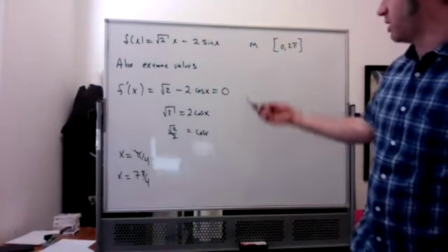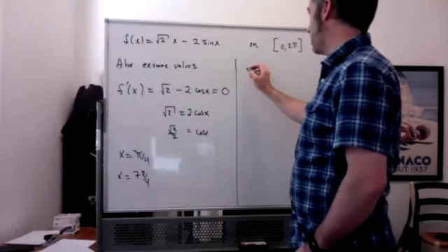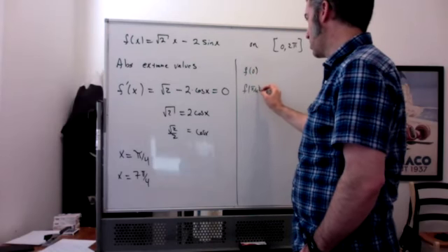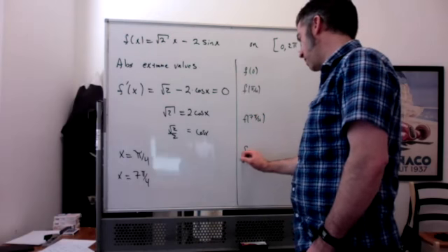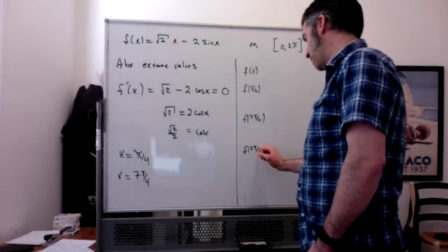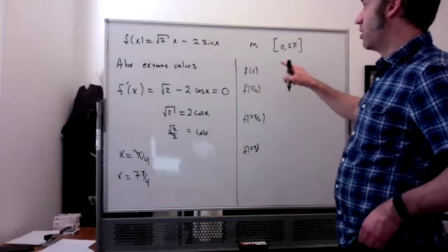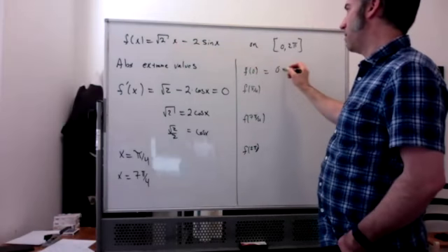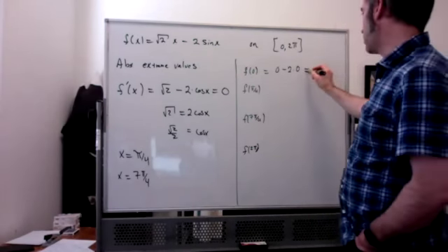And we also have to check 0 and 2 pi. So our job now is to look at f of 0, f of pi over 4, f of 7 pi over 4, and f of 2 pi, and determine which is the biggest and which is the smallest. Okay, so let's see, f of 0 is going to be 0 minus 2 times sine of 0, which is also 0. So 0 minus 0 is 0.